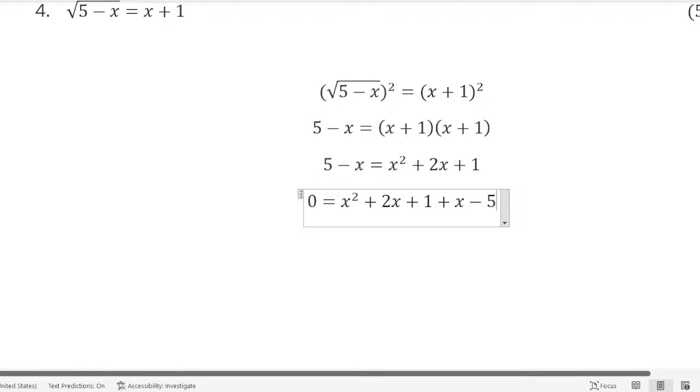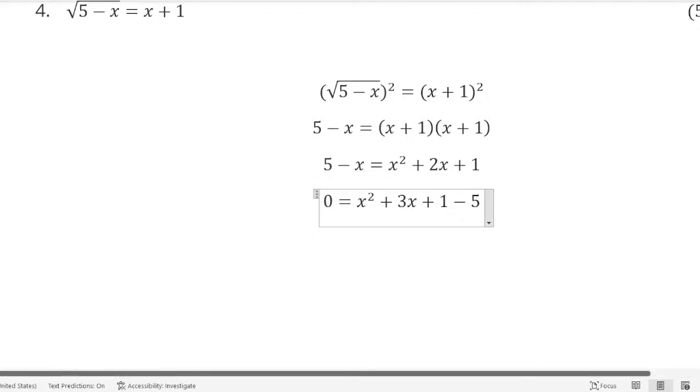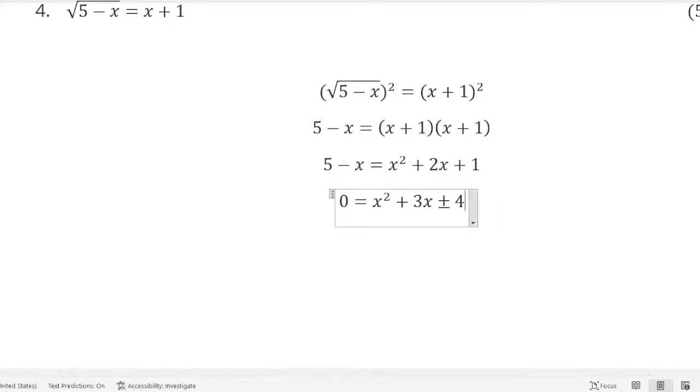So now let's add like terms. 2x plus x will be left with 3x, right? Then 1 minus 5 will be left with negative 4.